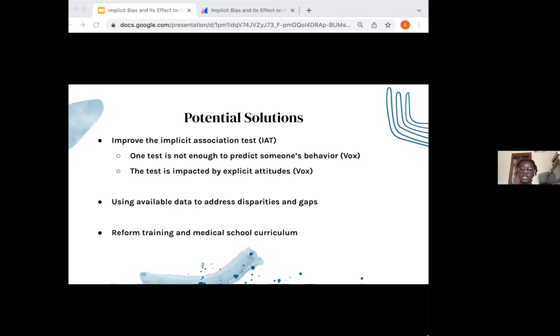Another possible solution is using available data to address disparities and gaps, conducting analysis from the data to make sure the proposals and the approaches that have been put into place work and that they're addressing the disparities. In addition, reforming the training and curriculum. In medical school, students should continuously learn about health inequities and implicit bias instead of in isolated cases. This makes it more emphasized and hopefully challenges students about their own biases and how they may pass on to the treatment of their patients.